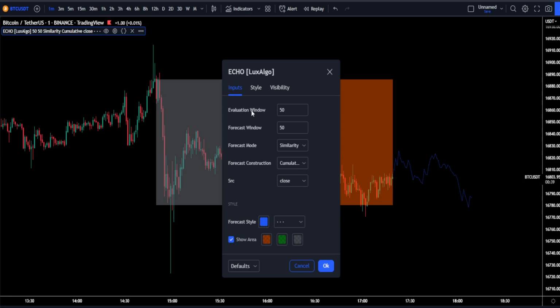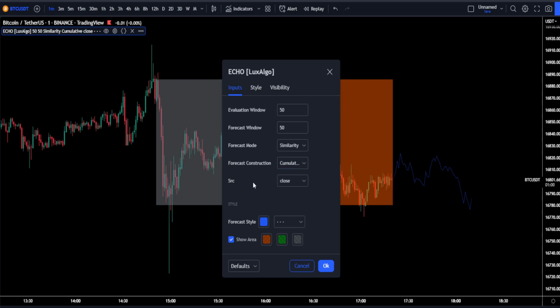The evaluation window settings refer to the window size used for finding historical observations similar or dissimilar to recent observations. The forecast window determines the forecasting horizon. The forecast mode determines whether to use historical data similarities or dissimilarities in the recent price observations. The forecast construction determines how the forecast is actually going to be constructed. Then lastly, we have our source, which is the setting that allows us to choose the input of the forecast.